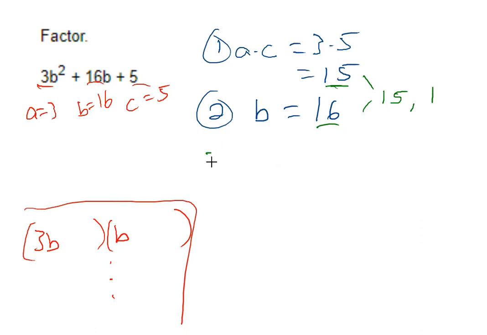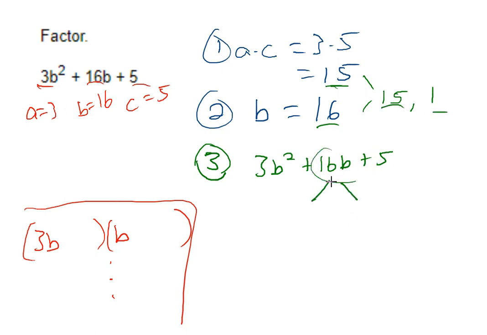What we have to do instead, and this is step 3, is to rewrite the middle term. Right? So we have 3b squared plus 16b plus 5. We're going to rewrite this middle term using these two numbers. So I'm going to rewrite the 16b as 15b plus 1b. So that's how those two numbers get used in the problem. So it's still the same expression. I'm just writing it in a different way. I'm writing the 16b a little bit differently. And what this does for me is it gives me 4 terms.